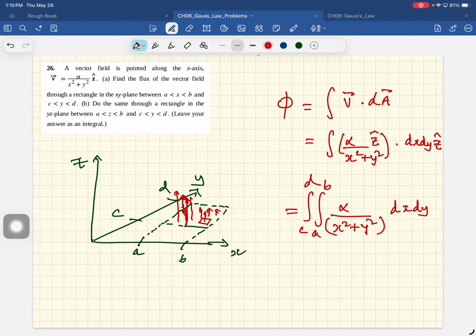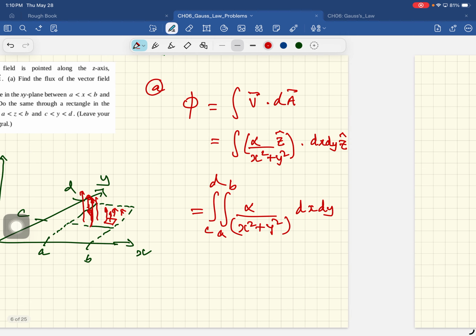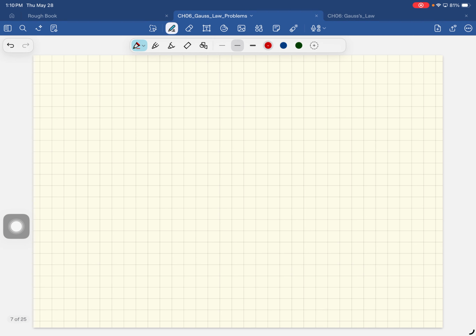So two parallel conducting plates, each of cross-sectional area 400 centimeters squared, are 2 centimeters apart and uncharged. Okay, so here are the plates. They are uncharged. And then 10 to the 12 electrons are transferred from one plate to another. And that's what happened here.